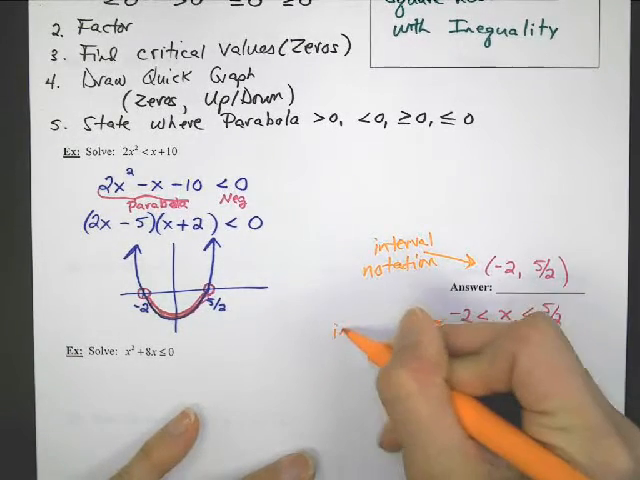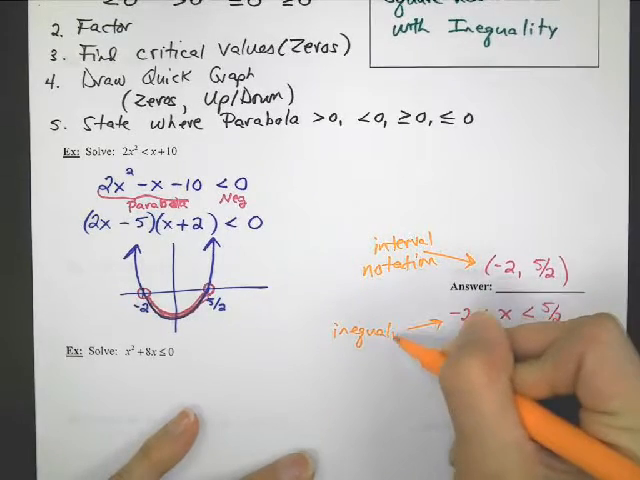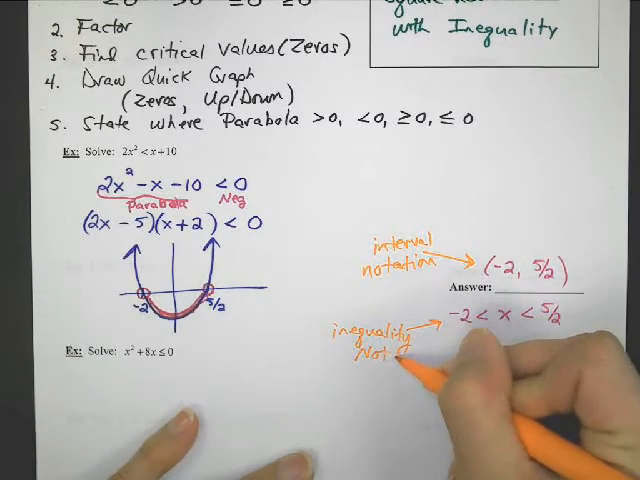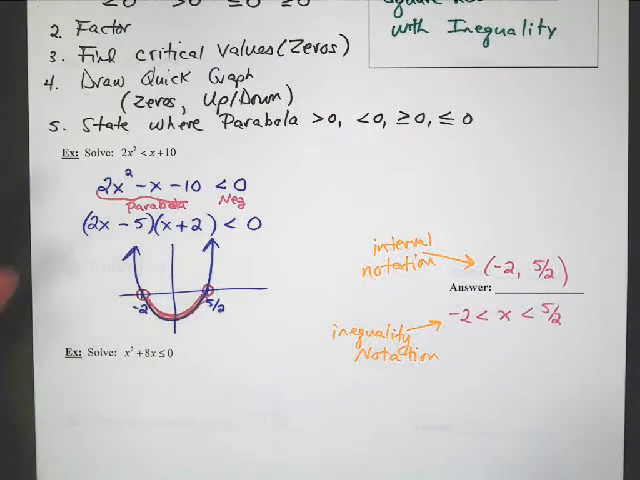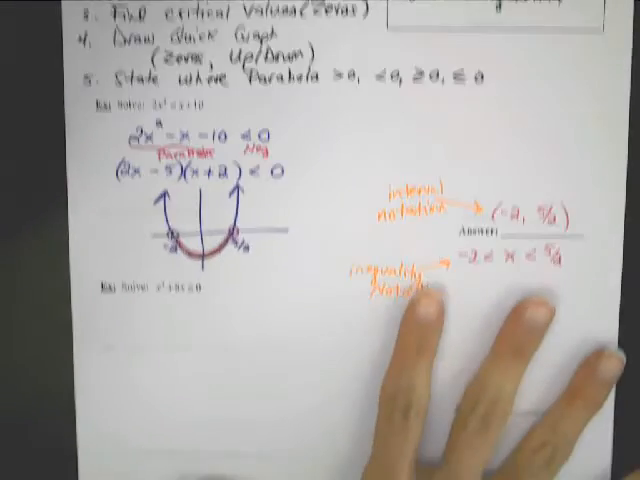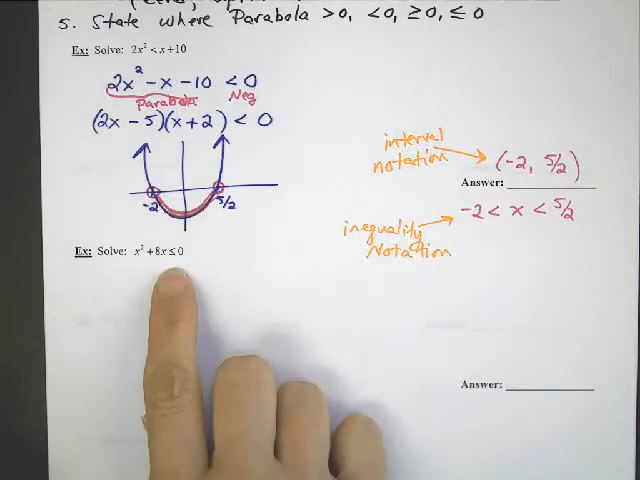And this is inequality notation. If it says to use a specific notation, make sure you do. Otherwise, I will accept anything that's correct. Okay, next one. Step 1, make it equal to 0.